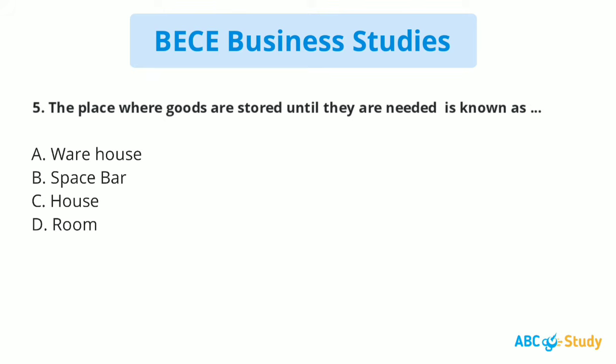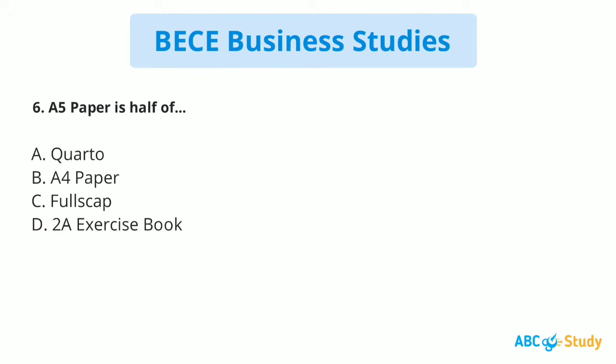Tell me the answer of this. Actually, number 5, the place where goods are stored until they are needed is known as: we have A, warehouse. We have B, space bar. We have C, house. We have D, room. It is what? Echo it. It is warehouse. You should remember that I mentioned this while I was talking about the examples of what aids to trade.